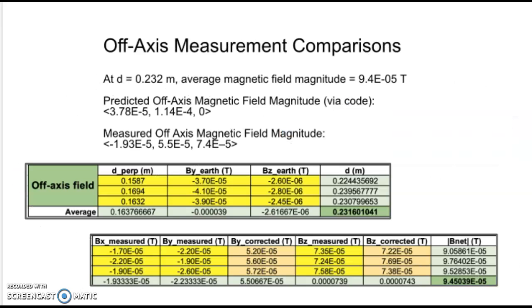Okay, moving on, our off-axis measurement comparisons. So we found that at a distance of 0.23 meters, the average magnetic field magnitude was 9.4 times 10 to the -5. We compared our predicted off-axis magnetic field magnitude and our measured one. The main difference is that the predicted one doesn't have a z-vector while our measured one does.